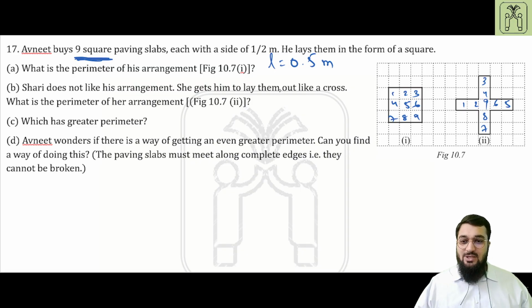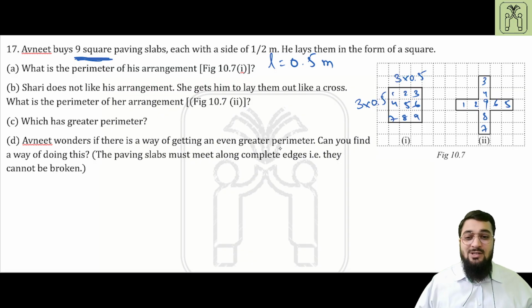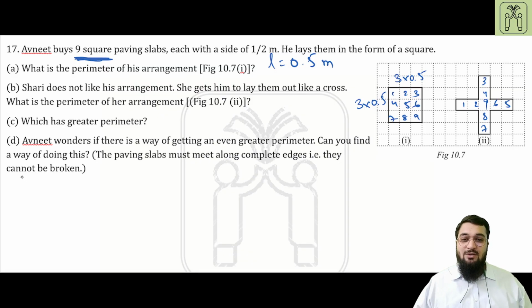What we have to do is find the perimeter of the arrangement. This is 0.5, so this will be 3 into 0.5. Similarly, this will also be 3 into 0.5. So what is 3 into 0.5? It is 1.5. So the new L, where L is for the paving slabs, the final L for figure 1 will be L is equal to 1.5.